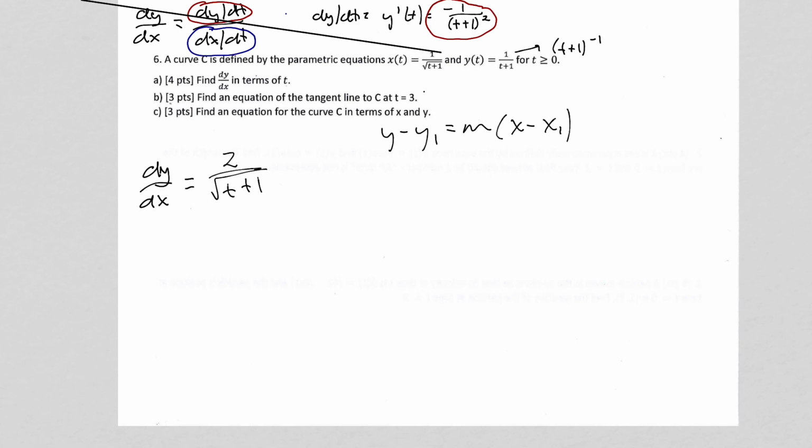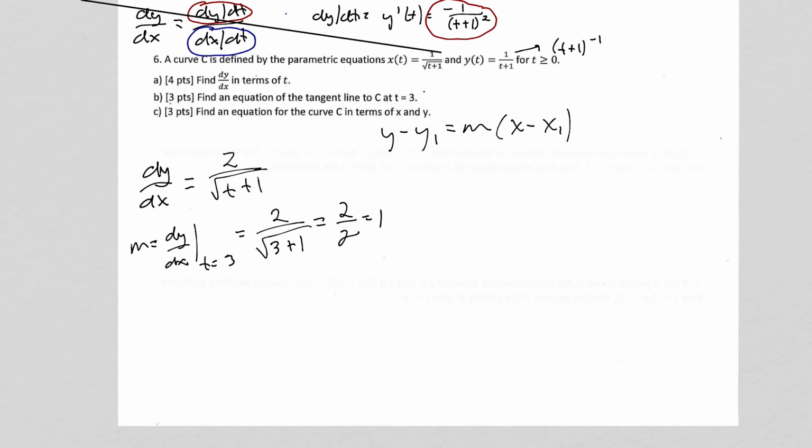So let's do the m first, because it's kind of the easiest part, the part that we have right in front of us. So m is equal to dy over dx evaluated at t equals 3, which is going to be 2 over the square root of 3 plus 1. Well, that gives me 2 over, I get a 4, square root it, I get a 2. Oh, m is just 1.